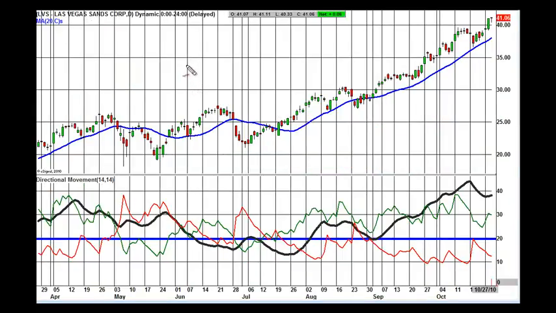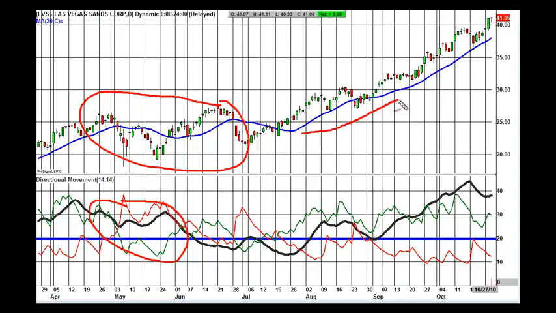And here is Las Vegas Sands, symbol LVS. The stock here is trading sideways, and ADX is showing weakness right here until the beginning of August, when it starts moving above 20 here and moving higher here. And you can also see a nice strong move the stock is making here, climbing past 40.